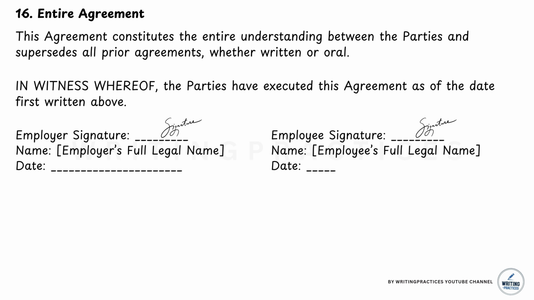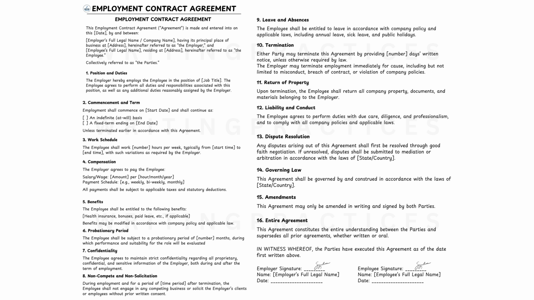This is the most important legal step because signatures make the contract legally binding. Without signatures, the agreement may not be enforceable. So that's how you write an employment contract agreement step by step.